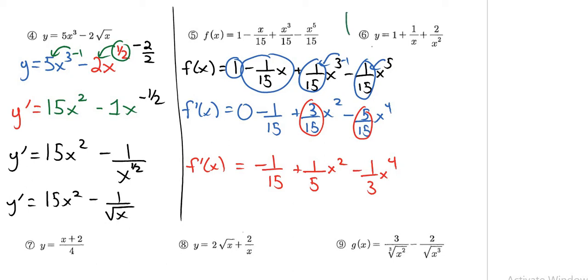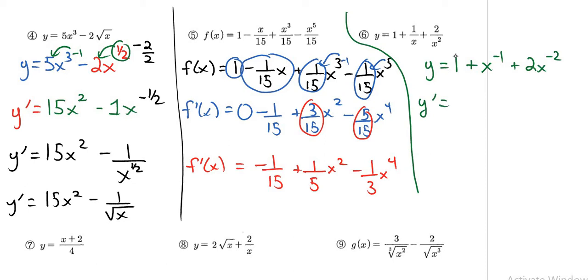All right, let's move on to question number 6 now. For question number 6, I would rewrite this so that I don't have any variables in the denominator. So if I rewrite that, that's going to be y equals 1 plus x to the -1 plus 2x to the -2. And now I can take the derivative.